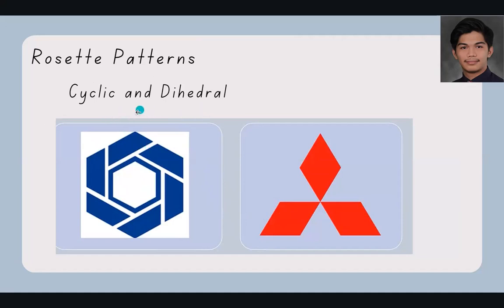Remember when I mentioned reflection symmetries, well, here is how it is used in the example. But first let me tell you that a cyclic rosette pattern contains only rotational symmetry but no reflection symmetry. As for dihedral rosette patterns, these contain both reflectional symmetry and rotational symmetry. So in this case, as you can see, let's put some sort of division first.